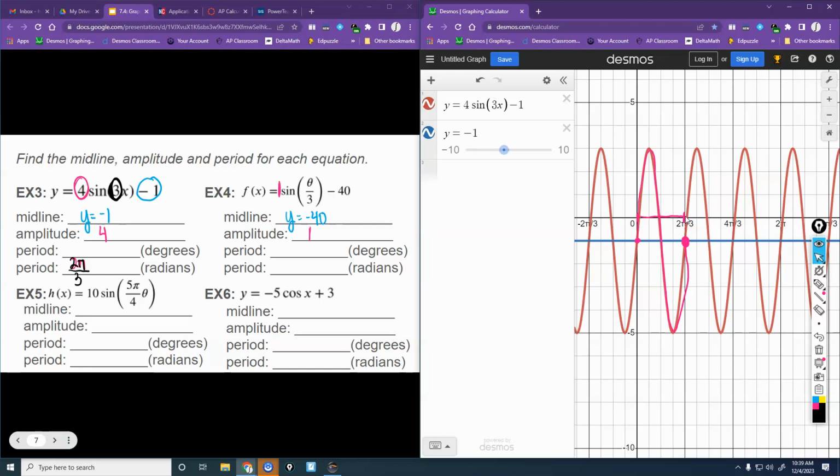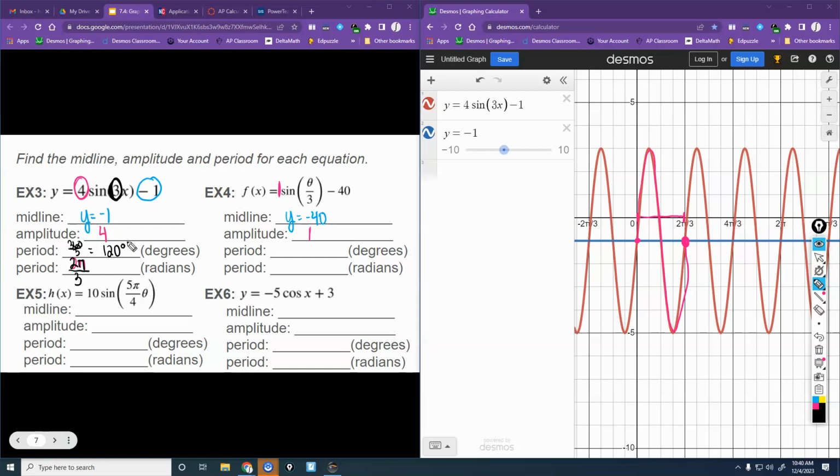Now, we can also do this in degrees. I think you're most often going to see this in radians. If we do this in degrees, instead of having 2 pi, what is a full rotation? It's 360. So we do 360 divided by 3, and that would give us 120 degrees right there.